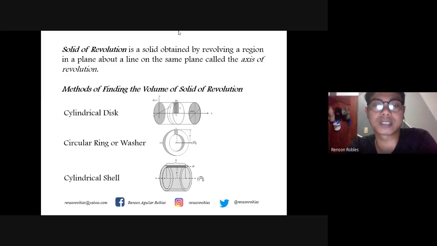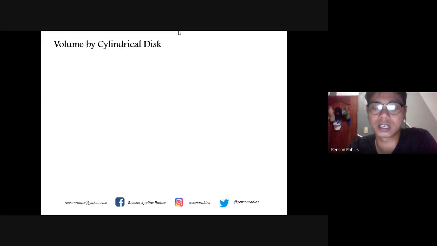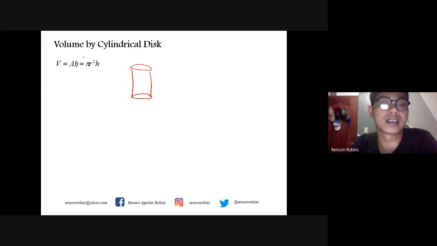In this presentation, I will teach you how to choose the appropriate method to use to solve problems on volume of solids of revolution. Let's start with the cylindrical disc. We know that the volume of a cylinder is the area of the base times the height. The base of a cylinder is a circle, so that's why this is pi r squared h.